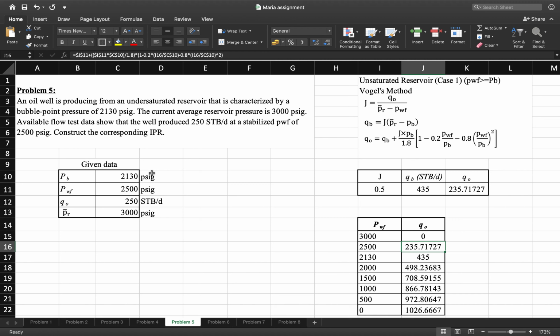Correct. Continue. It will decrease to the bubble point pressure. The bubble point here is 2130, you have it like this. You will copy this one, and continue to 0. You will have this one. Alright, okay, easy.